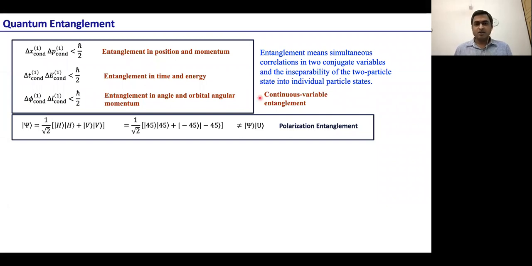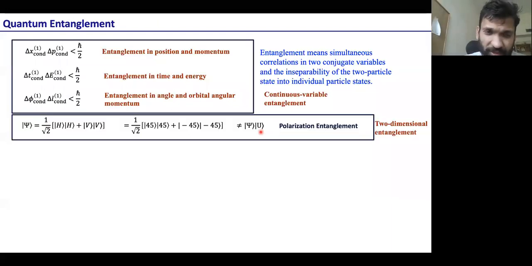So these are called continuous variable entanglement, but you can also have what's called polarization entanglement. Polarization entanglement means if I have a state like HH plus VV, you may be more familiar with this basis. The same state, written here in the HV basis, can be written in the 45, minus 45 basis. And again, we cannot write this as the ket corresponding to the first particle times the ket corresponding to the second particle. That is what is meant by polarization entanglement or two-dimensional entanglement.